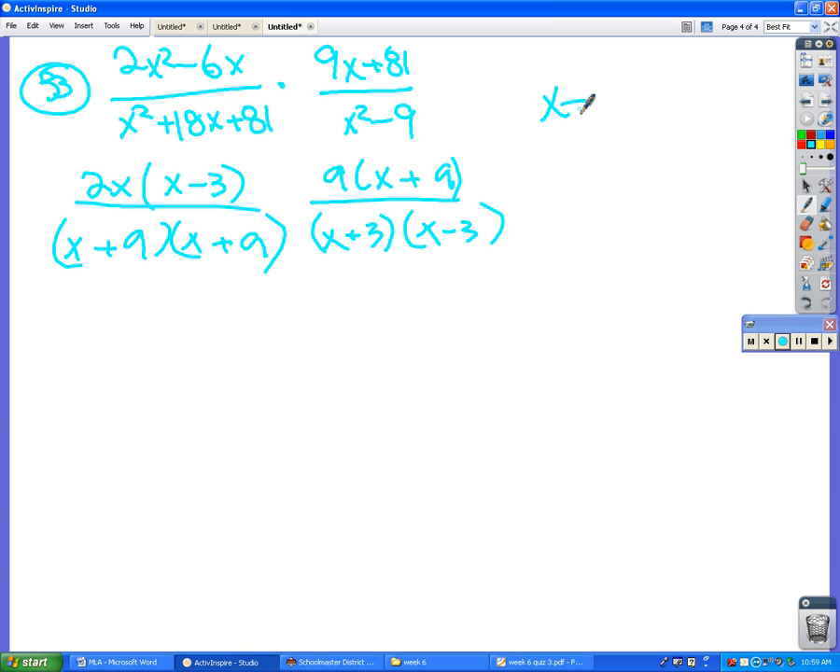So now we can do the restrictions on the variables. x can't be -9, can't be -3, can't be positive 3. All right, let's do some canceling. And that's it, right? So that leaves us 18x on top over x plus 9 times x plus 3.